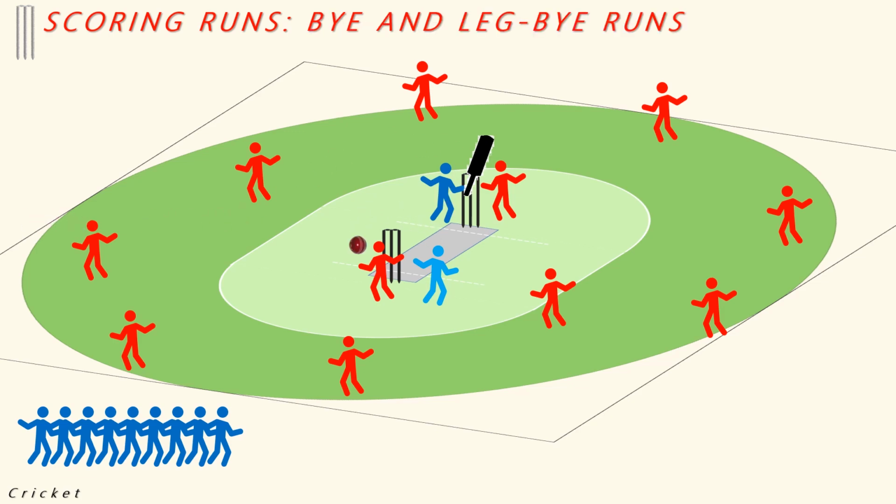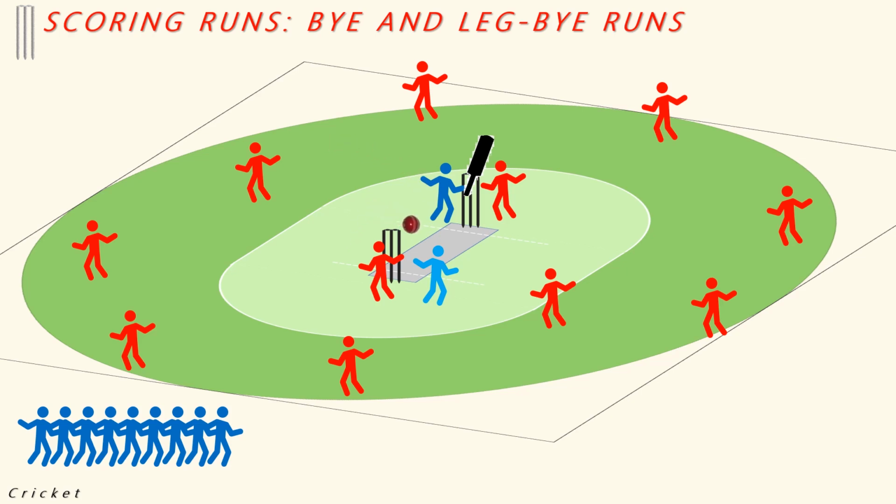Ideally, all runs should be scored after the batsman hits the ball with his bat. Sometimes, runs are scored when the ball is not hit by the bat of the batsman. Rather, the ball is hit by any body part of the batsman. Such runs are called leg byes. These runs are added to the batting team's total but are not credited to the batsman's record.